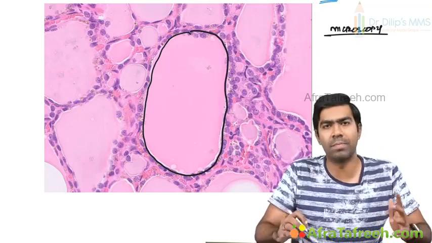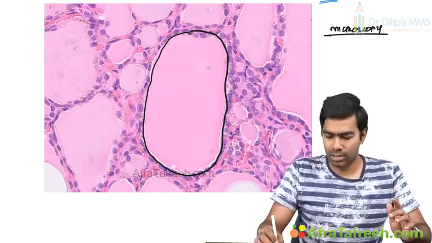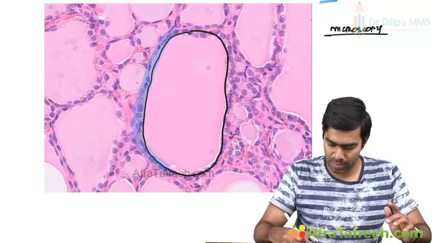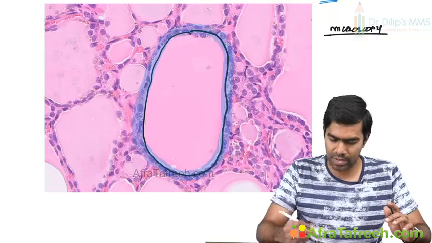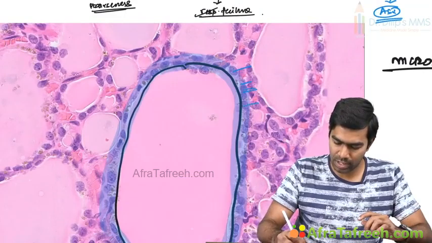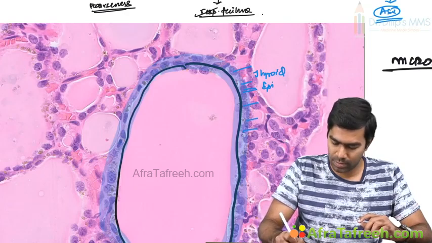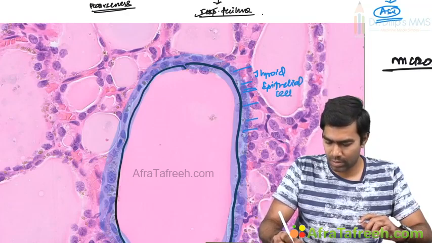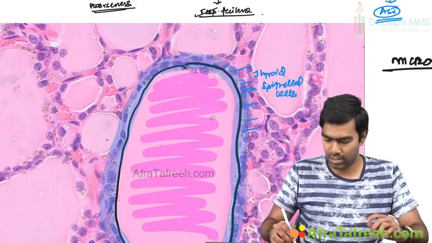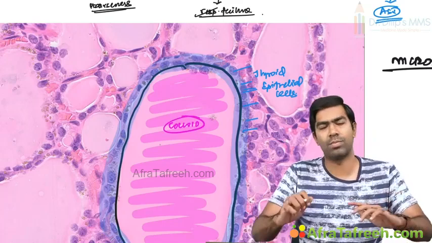So this is the basic functional anatomy of the thyroid gland. These follicles are lined by a particular type of cell called thyroid epithelial cells. You can see this area which I am shading in blue. These are the thyroid epithelial cells. At the same time, you can see the colloid. This is the center of the follicle, which contains colloid, where the thyroid hormones are actually produced.